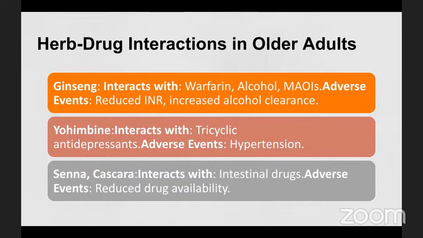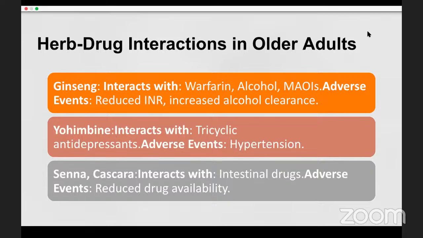Another supplement is yohimbine. I think lots of people take this to boost their performance. It can interact with tricyclic antidepressants, and many people can develop hypertension as an adverse event. Senna, that lots of people know and take as a laxative agent, can interact with any other intestinal drugs that they take. And as an adverse event, it can cause reduced drug availability.